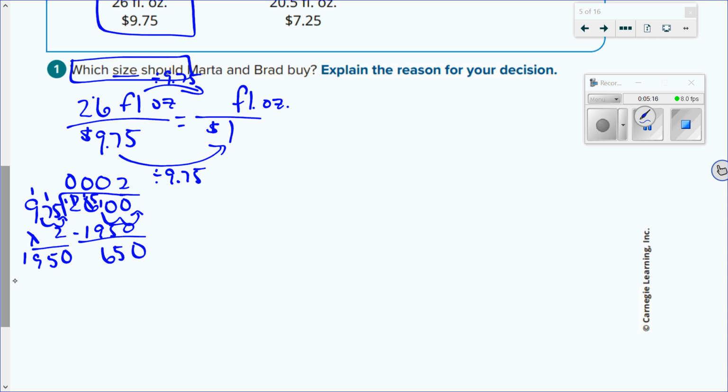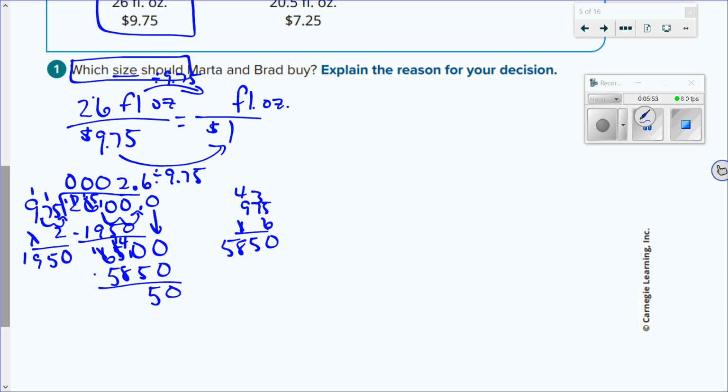Am I at 0 yet? Nope. So I'm going to add a decimal, bring it up into my answer, bring down another 0. So how many times is 975 going to go into 6,500? So again, it's about 1,000. 1,000 into 6,000 is going to go 6. So let's try that. 975 times 6 gives us 5,850. So minus 5,850.